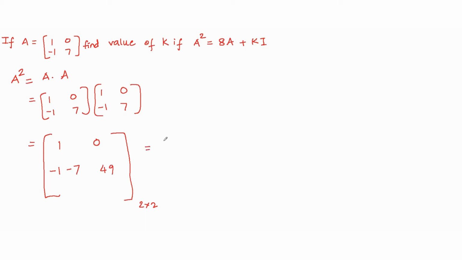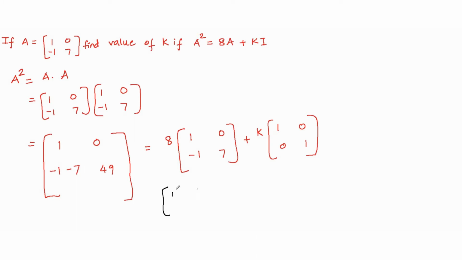So A square is equal to 8 times A, that is 8 times 1 0 negative 1 7 plus k times I. So I is 1 0 0 1. So now what I can do is combine the elements on the right hand side, right? So I can say that the matrix 1 0 negative 1 negative 7 is negative 8, right? So negative 8 and 49. So let's note that down.